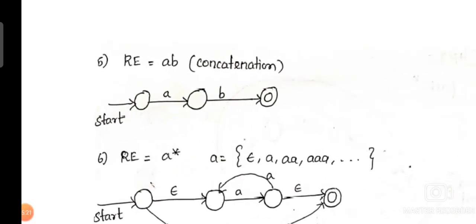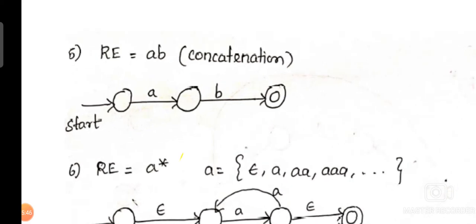AB means A dot B. This is the concatenation operation in between A and B. That is A, B. Two symbols are a must. Two symbols will be applied consecutively to reach the final state. That is, initially A will be applied and from that state B will be applied to reach the final state.